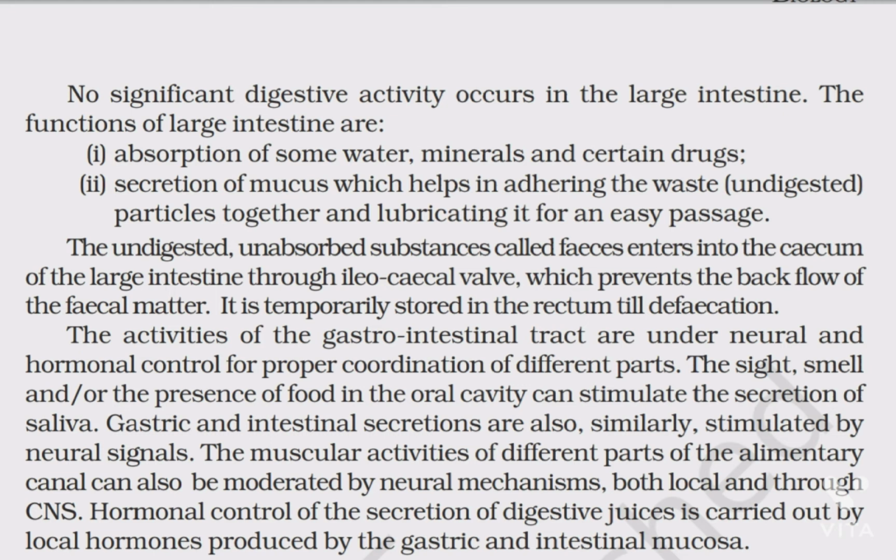The activities of the gastrointestinal tract are under neural and hormonal control for proper coordination of different parts. The sight, smell, or the presence of food in the oral cavity can stimulate the secretion of saliva. Gastric and intestinal secretion are also similarly stimulated by neural signals. The muscular activities of different parts of the alimentary canal can also be moderated by neural mechanism, both local and through CNS.